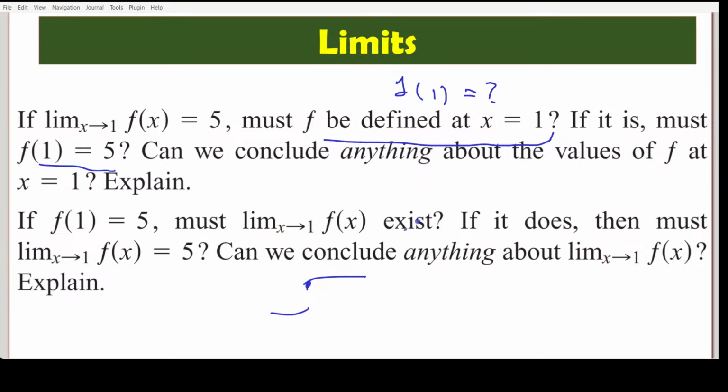should be equal to 5? This is interesting. If we know limit exists at 1 and f of 1 equals 5, should it match 5 or it could be anything? Sir, it could be anything. It could be something like this, right? And this could be 5, right? Yes, sir. It could be anything.